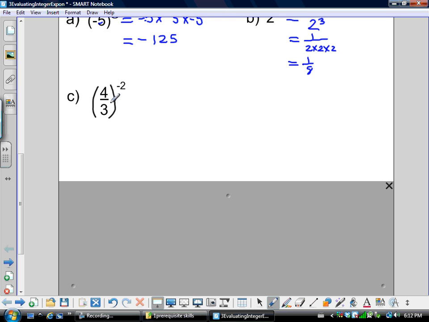So this time when I reciprocate the base, the 3 is going to become the numerator, and 4 becomes the denominator, and I still have a power, and the power that I have is positive 2. Now I can calculate this two different ways. I know that your textbook tells you to do 4/3 times 4/3, and that's true, okay? And so 4 times 4 is 16, and 3 times 3 is 9.